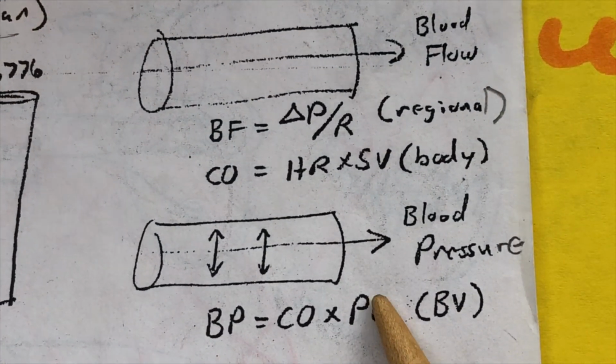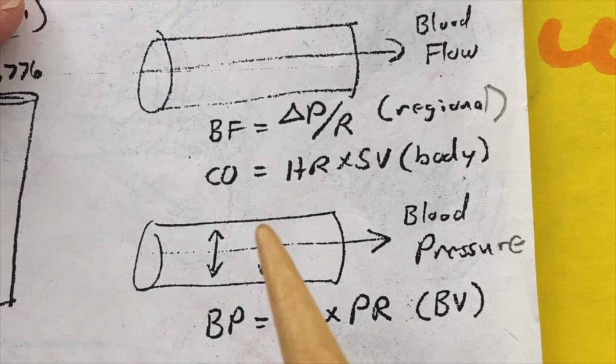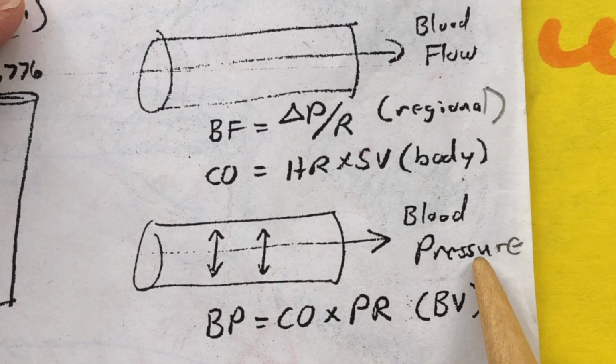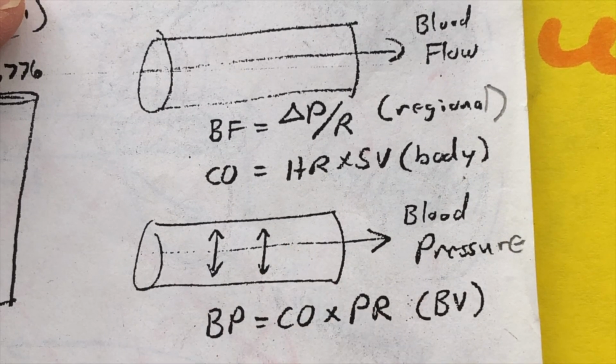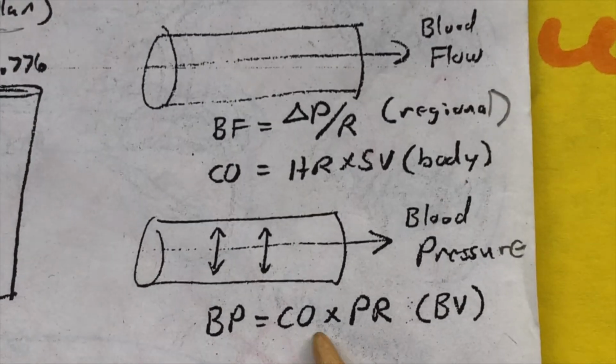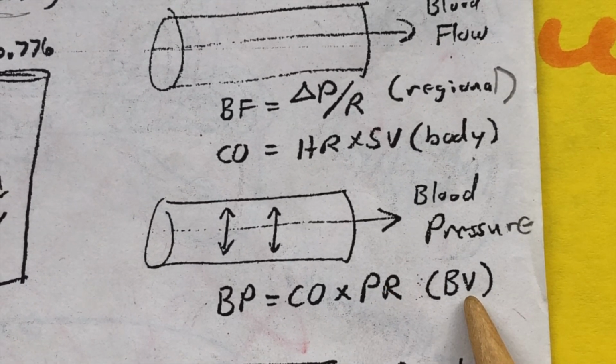Next idea here is blood pressure. While the blood's moving through the tube-like structure, it is pushing perpendicularly on the walls of the blood vessel, and that's blood pressure, perpendicular to the direction of the blood flow. An equation for this would be blood pressure is equal to cardiac output times peripheral resistance. And we'll talk about blood volume after a while too.